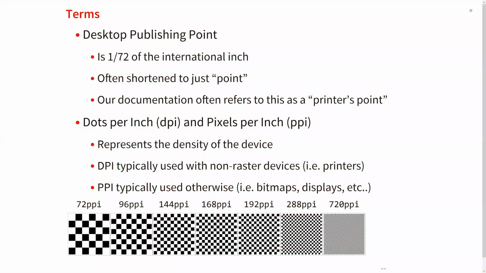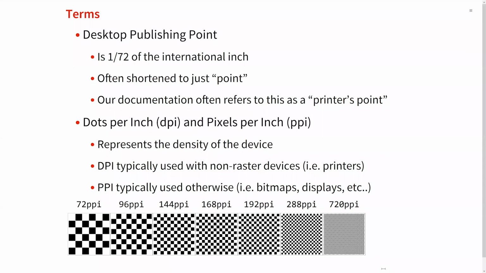But just really quick to get started, we have to go over a couple of terms that I'm going to use, in case you're not familiar with them. One is a desktop publishing point, which is recognized as being 1/72nd of an international inch. This dates back to really old printing days. A lot of the time people will just shorten that to point. That is exactly what I'm going to use, because even though our documentation says printer points, it's still one word too many. The other key term is dots per inch and pixels per inch.